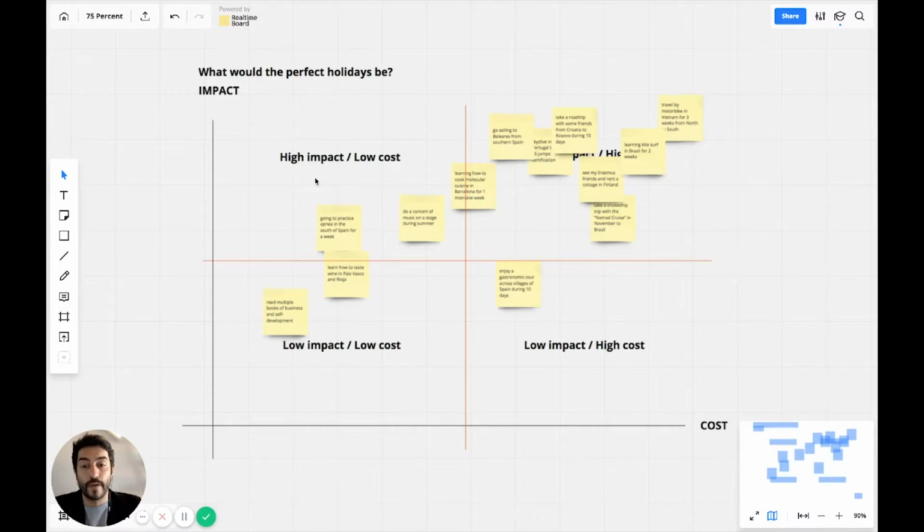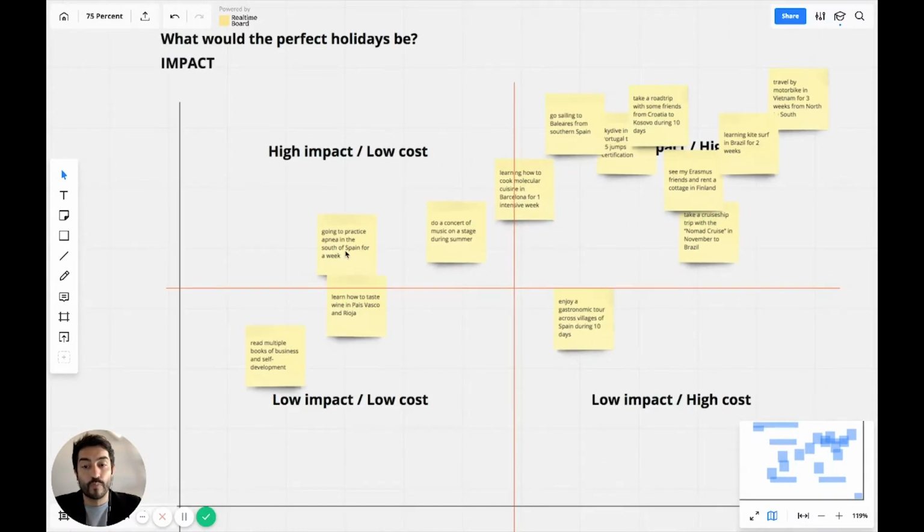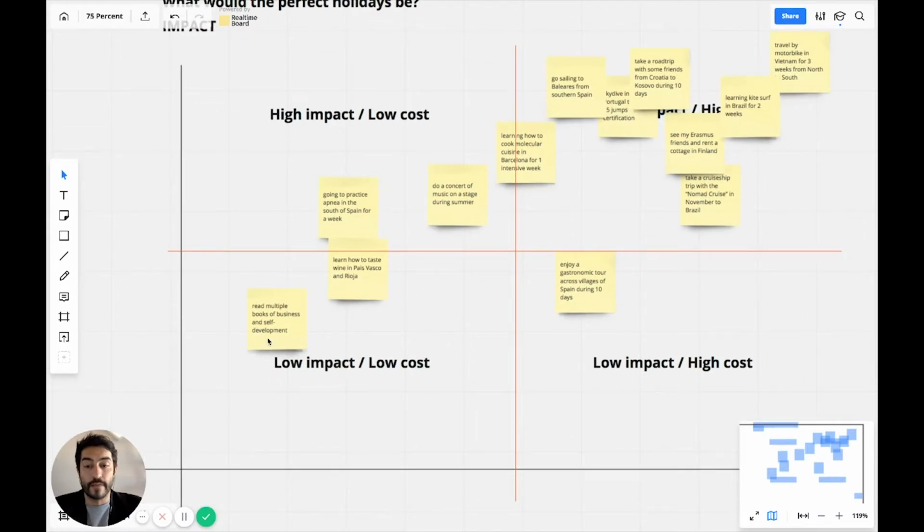So what do I find here? I see going to practice apnea in the south of Spain for a week. That would be, for myself, a very high impact, low cost type of holidays. And I would definitely enjoy that. Do a concert of music on the stage during summer. Well, it's actually very good because I could do that for a pretty low cost. I need to find other musicians, but I could organize that much faster and for less cost than traveling by motorbike in Vietnam. Now, in low impact, low cost, I have a couple of solutions.